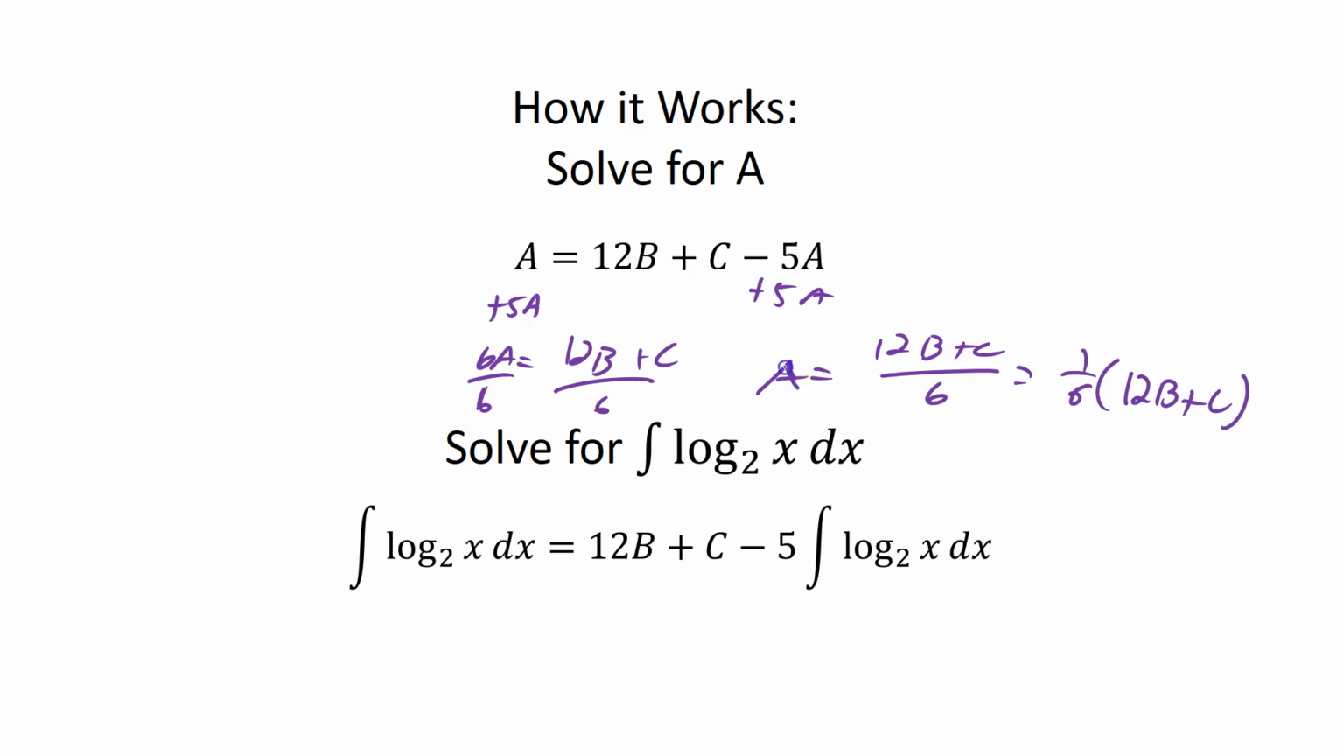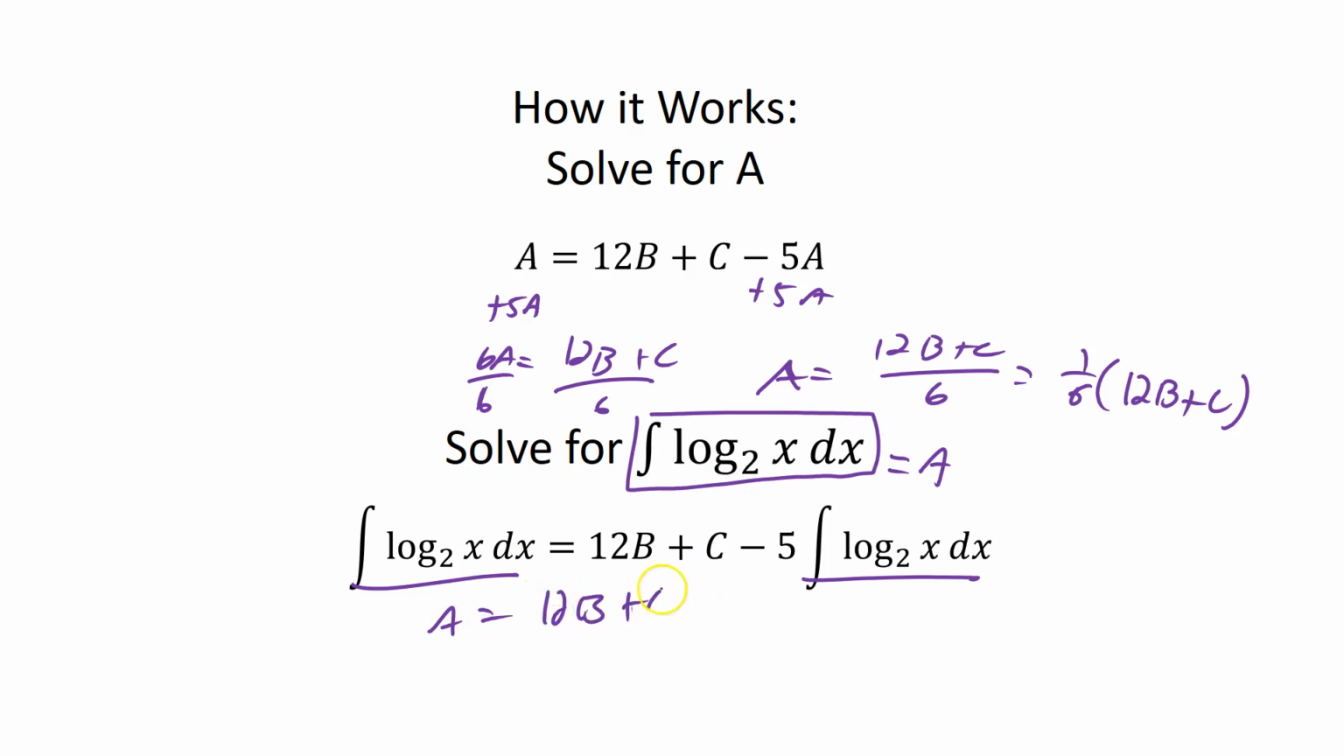So, same idea applies here. So if I want to solve for this integral, if this is my goal, and I have it on the left, and I have it on the right, what I'm actually going to encourage you guys to do is set this to a variable. So say, let a equal this thing. Okay, so then I have a equals 12b plus c minus 5a. And so then to solve for a, I would add the 5a to each side. So I have 5a here and 5a here. These cancel, so I have 6a equal to 12b plus c.